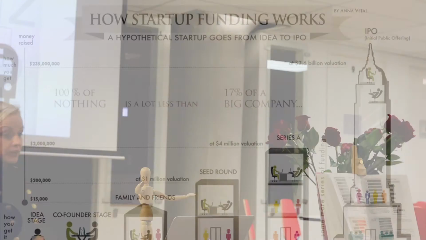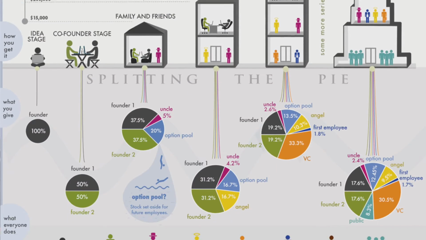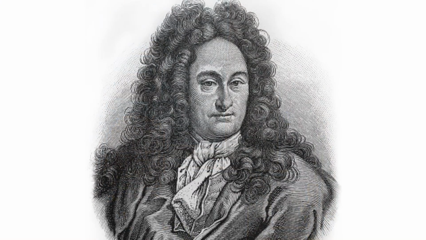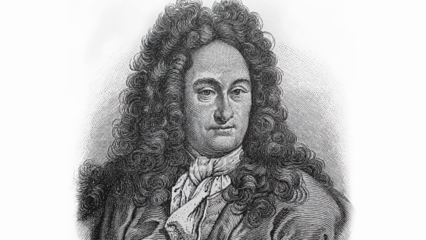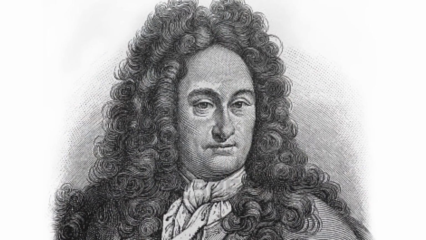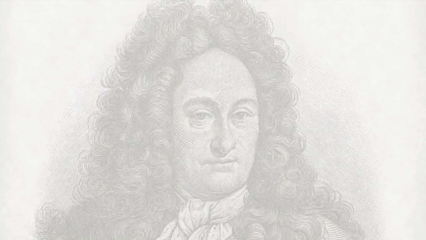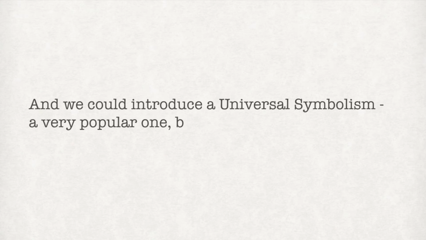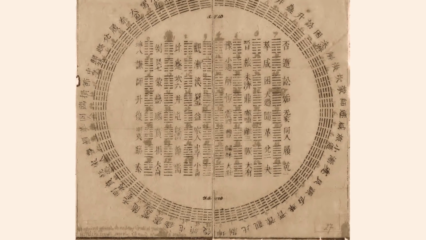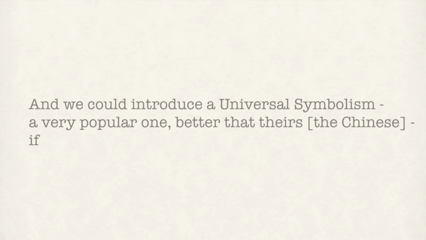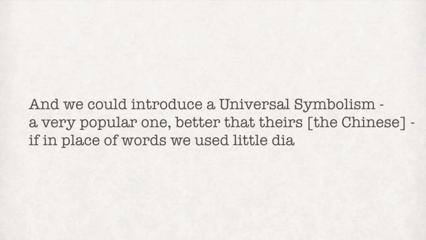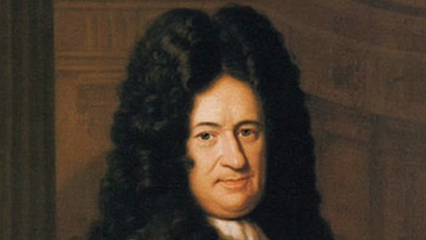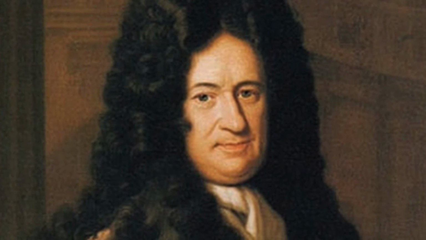the idea is that you could use these to communicate literally anything, as long as you had a matching icon for any word. In 1704, the famous mathematician Gottfried Leibniz said, "We could introduce a universal symbolism, a very popular one, better than theirs, the Chinese, if in place of words we use little diagrams, which represent invisible things pictorially, and invisible things by means of the visible ones, which go with them."